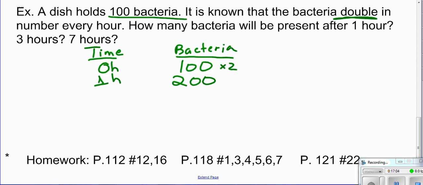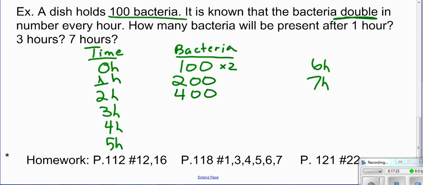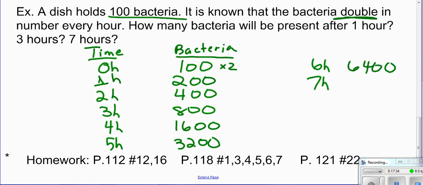We want to know how many will be present after 1 hour, 3 hours and 7 hours. So we're going to keep going. We're going to go 2 hours, 3 hours, 4 hours, 5 hours, 6 hours, 7 hours. The table's just going to have to continue to the side. So we're going to keep doubling it: 200, 400, 800, 1,600, 3,200, 6,400, 12,800.